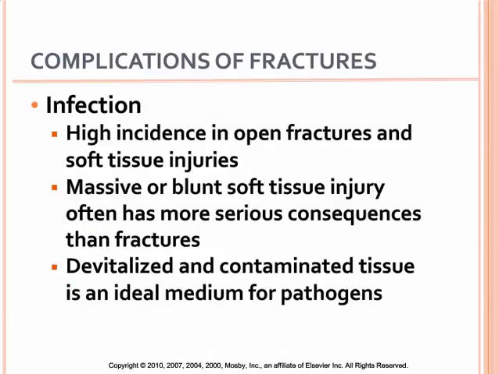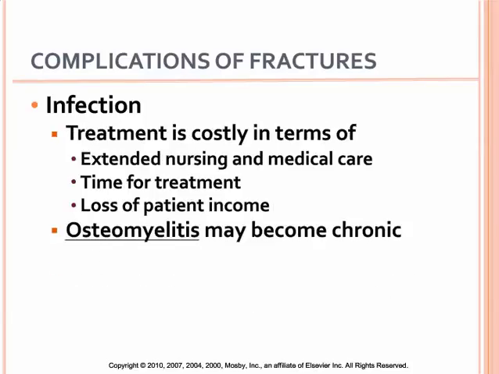There is a high incidence of infection in open fractures and soft tissue injuries. Massive or blunt soft tissue injury often has more serious consequences than the fracture. The devitalized and contaminated tissue is a great medium for pathogens. Treatment of infection is costly in terms of extended nursing and medical care, the time it takes for treatment, or the loss of patient's income, and osteomyelitis may become a chronic infection and very problematic over time.